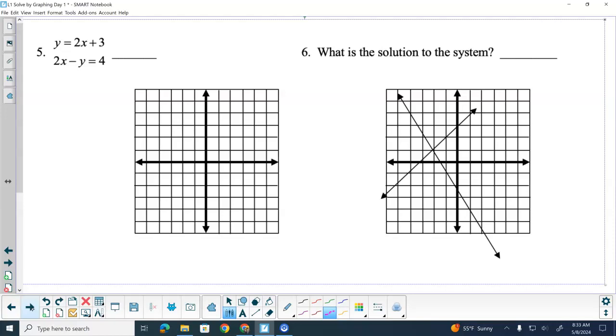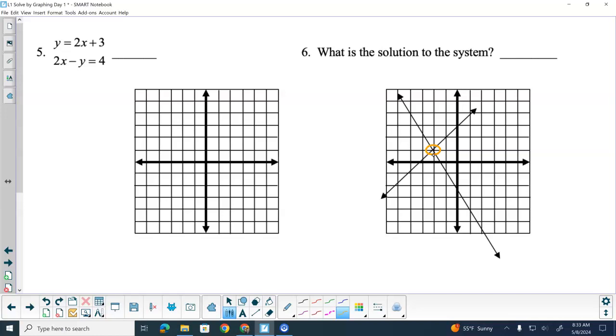What happens if those 2 lines don't intersect? Then there's no solution if they don't intersect. We are looking, Yasser, for that intersection point right there. That's what we're looking for when we're trying to find a solution to a system of equations. Okay? What are the coordinates, Yasser, of that intersection point in number 6?